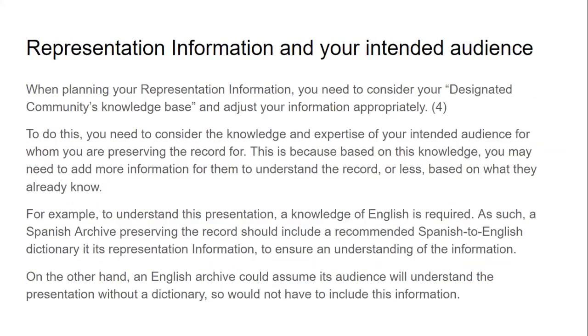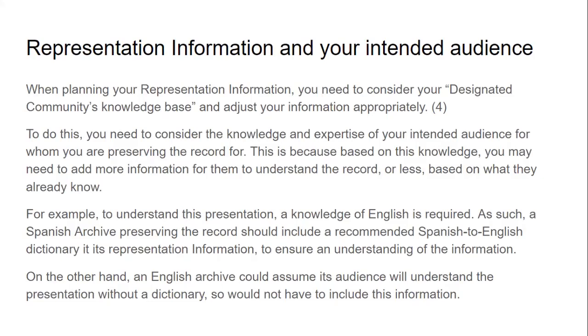Hopefully, you now have a basic understanding of what representation information is, why it is important, and how you can identify some of the basic aspects of it. To finish this presentation, we will consider how your intended audience will influence its implementation. This is because when planning your representation information, you need to consider your designated community's knowledge base, which will influence how much information you need to include.